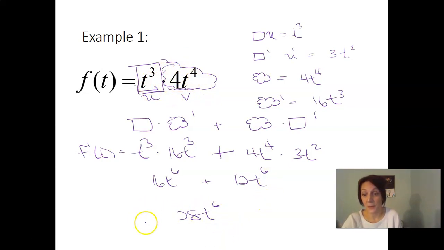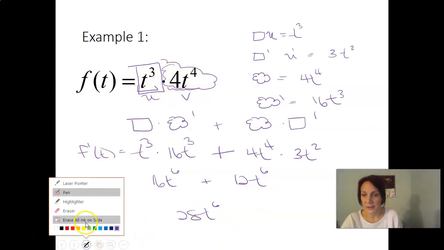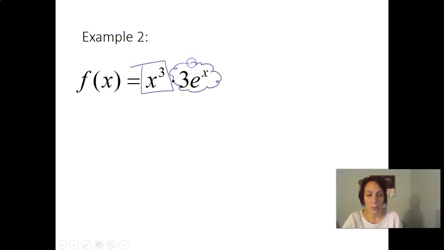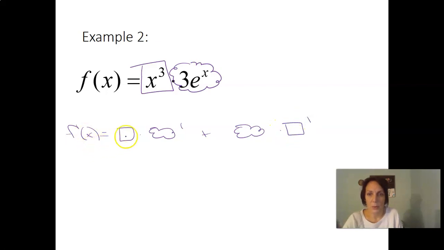Okay. So you may be thinking, if I can avoid it, then why are you making me do this, lady? Well, because you can't always avoid it. So if you look at a problem like this, I definitely have a product here, but there's nothing I can do to simplify this. I can't combine this e to the x with this x cubed. This just is what it is. It's not going to simplify. So in this case, I have no choice but to do a product. So when I go to take my derivative, I'm going to need my rectangle, and I need my cloud prime, plus my cloud and my rectangle prime, or u, v prime, v, u prime.